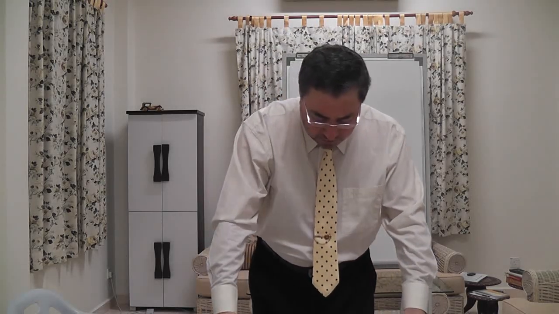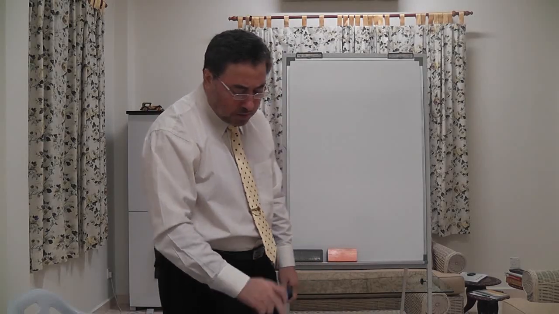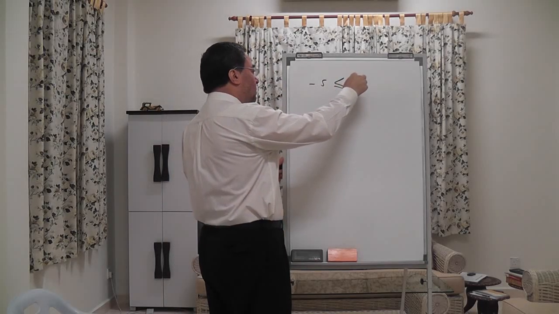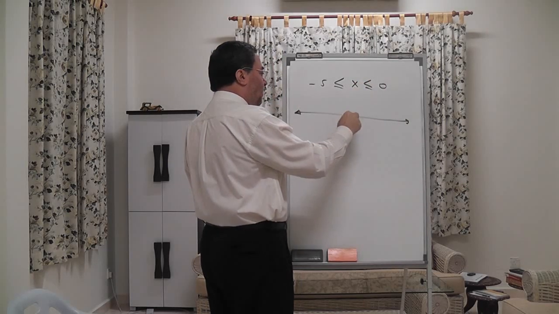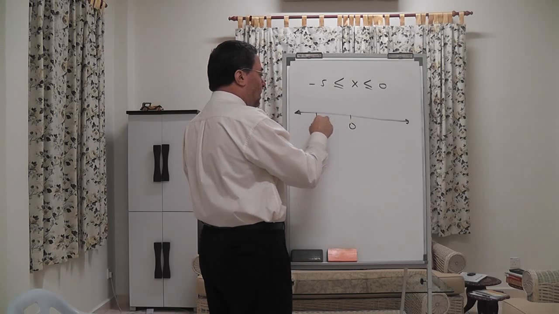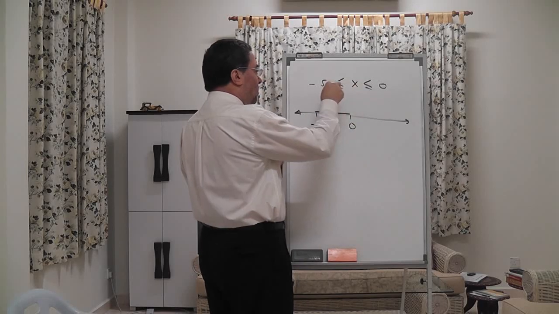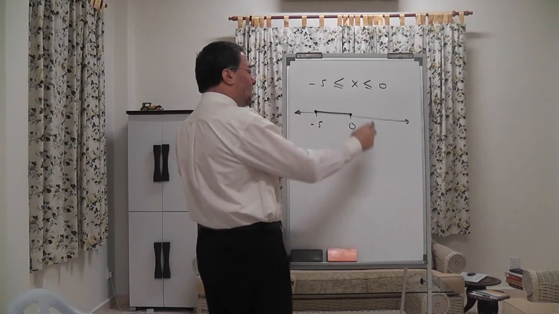It's an exercise session, page 183. We start with number 22. Graph the solution set. Minus 5 is less than or equal to x less than or equal to 0. We will graph this: 0, minus 5, and x is in between. And since we have equal and equal here, we will have solid dots on these two regions.